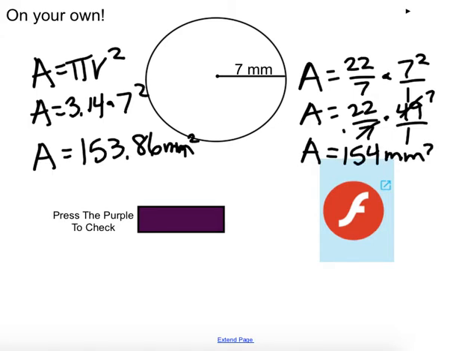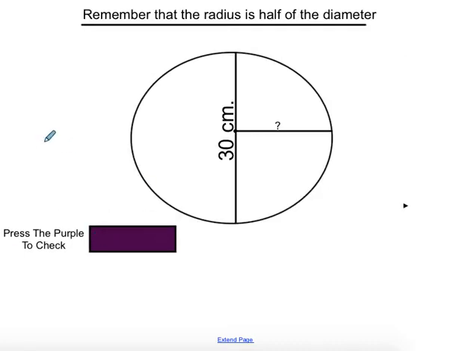Now you might be asking, why are these different? Well, because 3.14 and 22 over 7 are approximations of pi. They are not perfectly pi. And so we won't always get the same answer when we're working with one or the other, but they are good approximations.